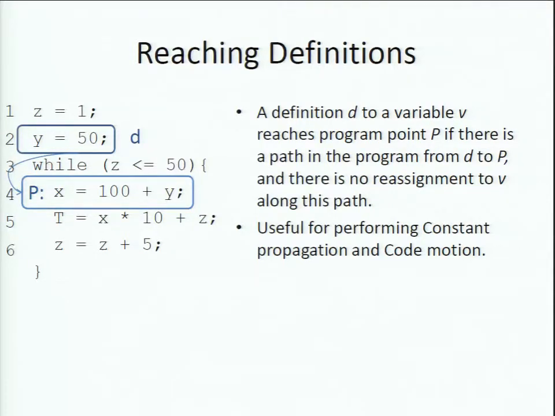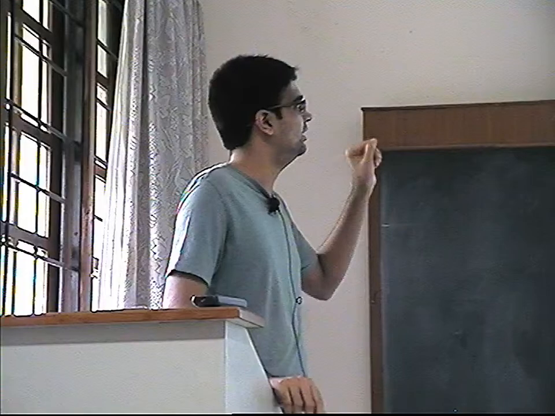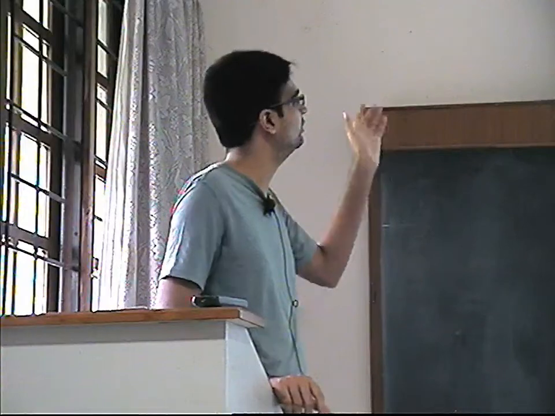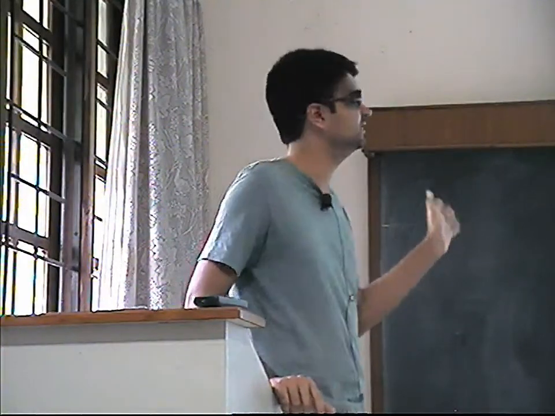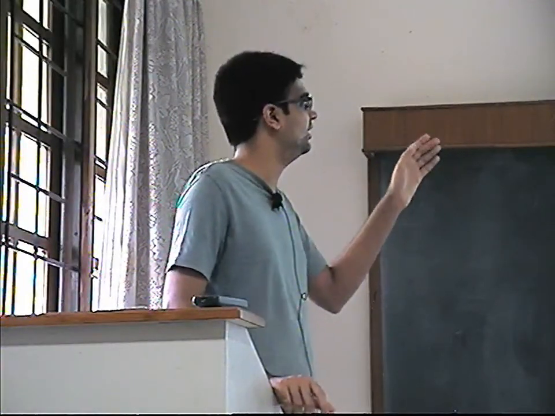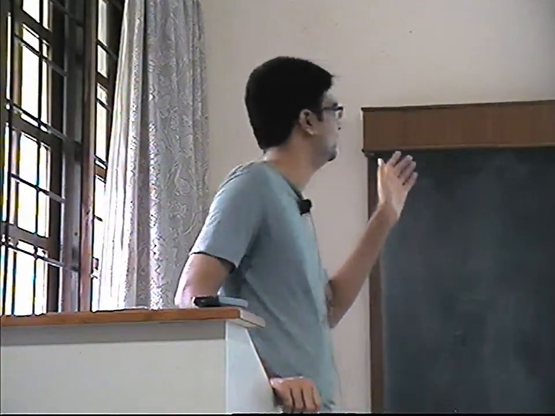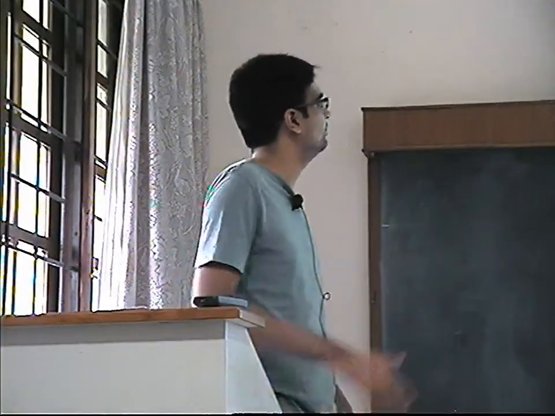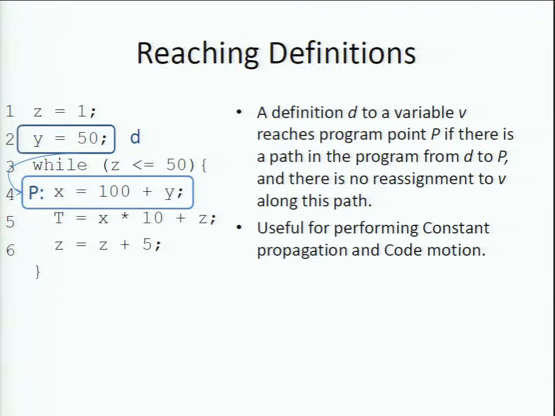Okay, so you can now see how reaching definitions could be useful for performing constant propagation. For statement 4, which definition of y reaches this statement? y equal to 50. That is the only definition that reaches, and therefore you can replace y with 50. Similarly, at statement 5, which definition of z reaches it? There are two definitions: z equal to 1 and z equal to z plus 5. But z equal to 1 is a constant, while z equal to z plus 5 may not be a constant. That's why you cannot replace z. So you can't perform constant propagation for z.